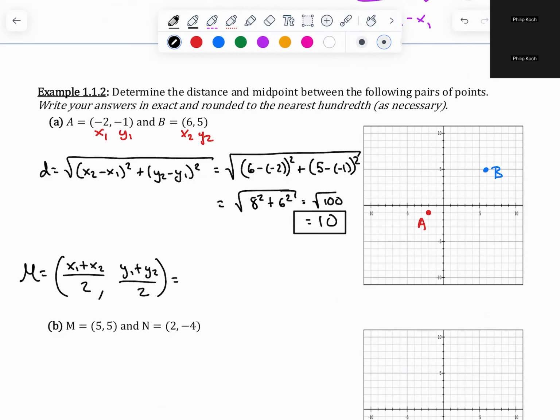So x sub 1 was negative 2 and x sub 2 is 6. This is equal to negative 2 plus 6 divided by 2, comma, negative 1 plus 5 divided by 2. That's going to be 4 divided by 2, which is 2, and then 4 divided by 2, 2. Any questions on that?